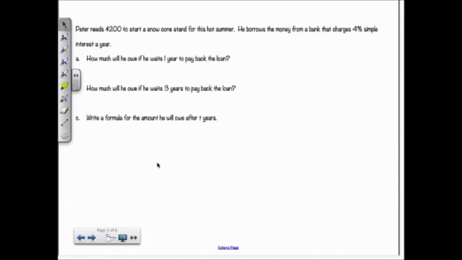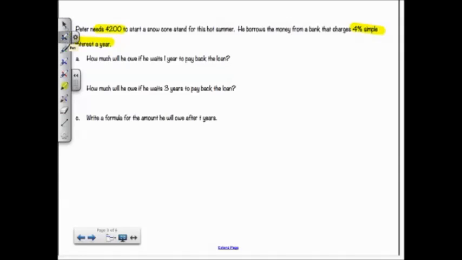So if you could look at question number 6 for right now, it says that Peter needs $200 to start a snow cone stand for this hot summer. So he needs $200. He borrows the money from a bank that charges 4% simple interest a year. So question A says, how much will he owe if he waits 1 year to pay back the loan?